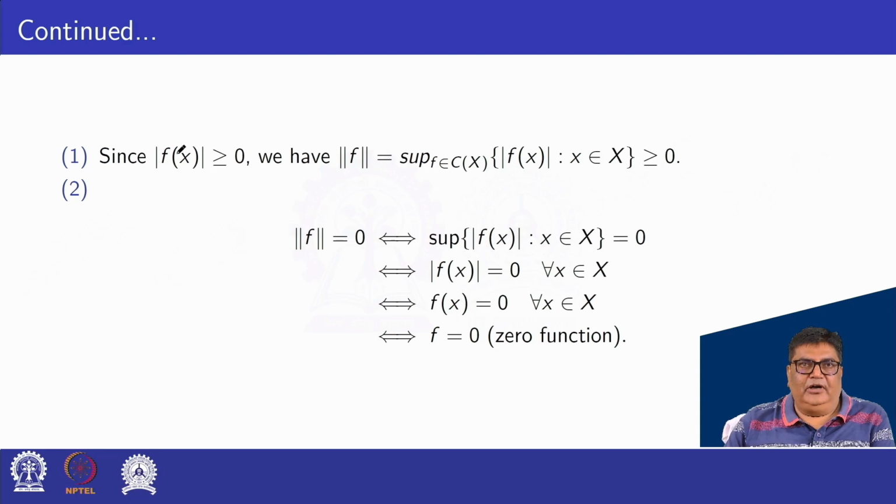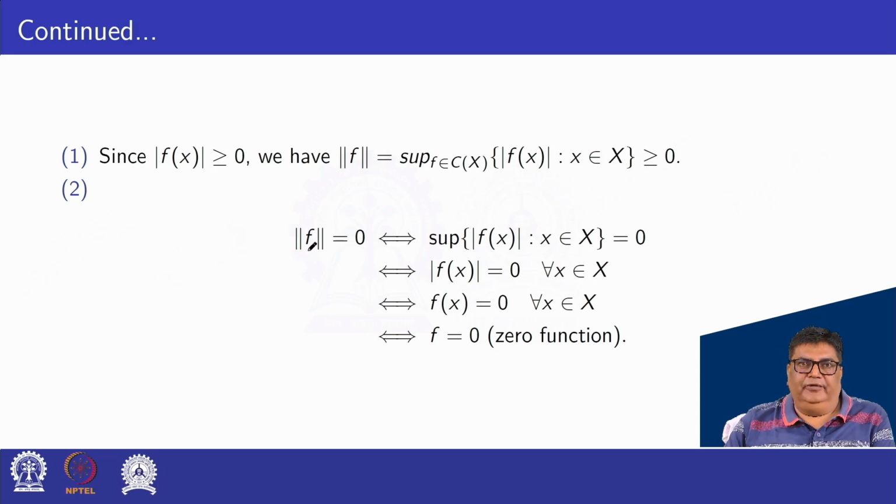Since |f(x)| ≥ 0, because this is the modulus value, always non-negative, so |f(x)| ≥ 0. We have ‖f‖ is the supremum value of |f(x)| such that x belongs to X, which is ≥ 0. Okay, because |f(x)| ≥ 0. Hence ‖f‖ ≥ 0.